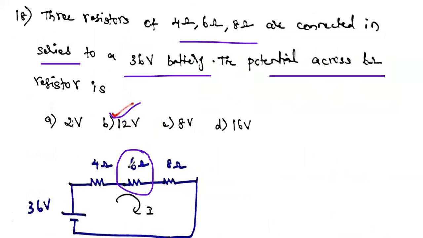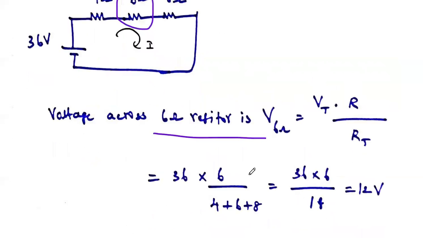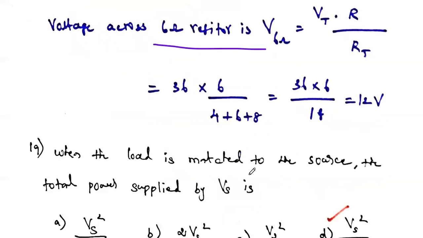Similarly, if you want to find the voltage across the 4 ohm resistor, it is 36 into 4 divided by 4 plus 6 plus 8. You just use this. This is nothing but the voltage division theorem.